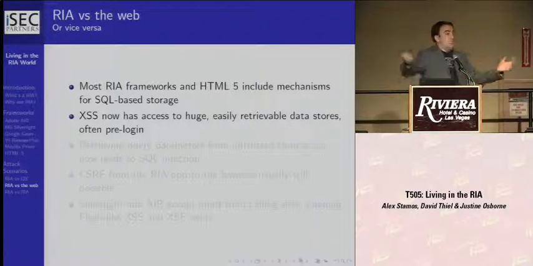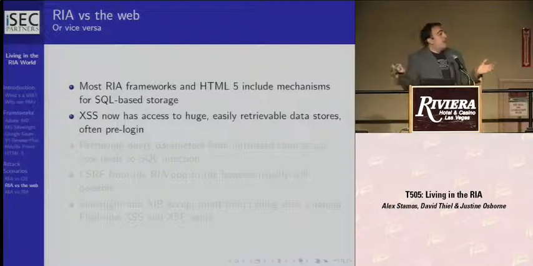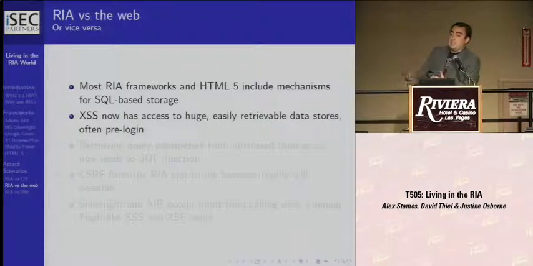Cross-site scripting against a webmail app used to only be useful if the person had an active cookie, which a lot of times they would, right? Or you'd have to do a trick. You'd have to trick the person into logging in and then have the cross-site scripting execute afterwards.